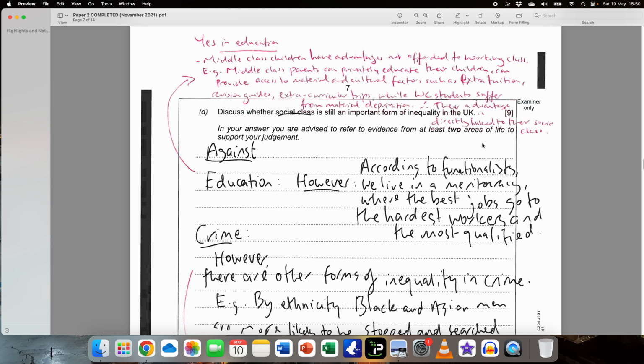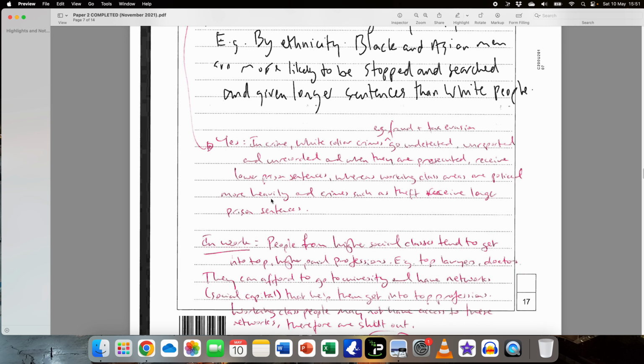You can use the table in the revision booklet. If you turn over a couple of pages, you've got what affects life chances and how, and you've got social class right at the top. Now here, you also need to give the for and against because it says discuss. You've got to say that social class is important, it does matter, and you've got to argue that it doesn't. So, what can we say? So I'm going to try and talk you through my notes, so bear with me, all right?